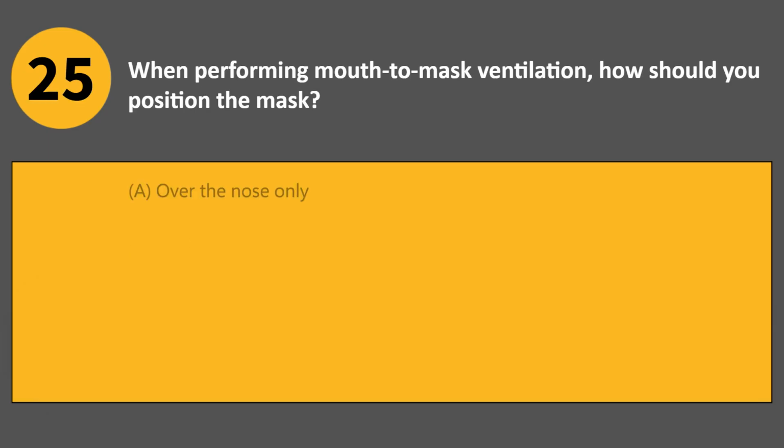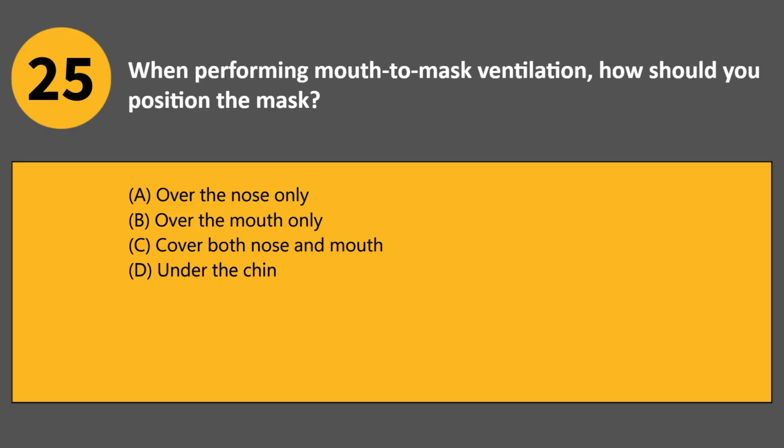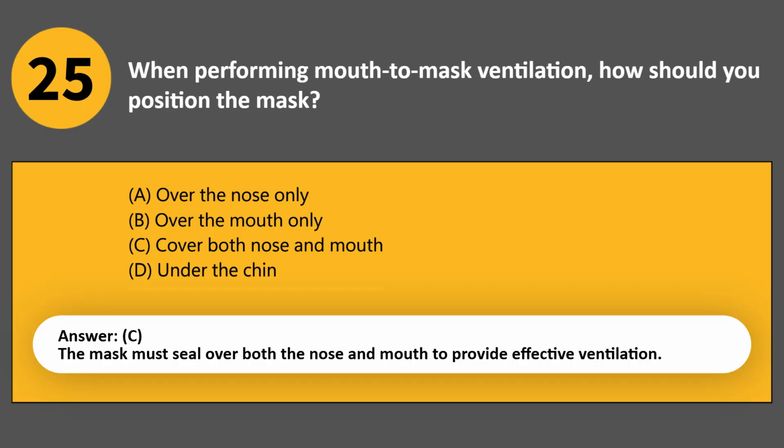When performing mouth-to-mask ventilation, how should you position the mask? A. Over the nose only. B. Over the mouth only. C. Cover both nose and mouth. D. Under the chin. Answer C. The mask must seal over both the nose and mouth to provide effective ventilation.